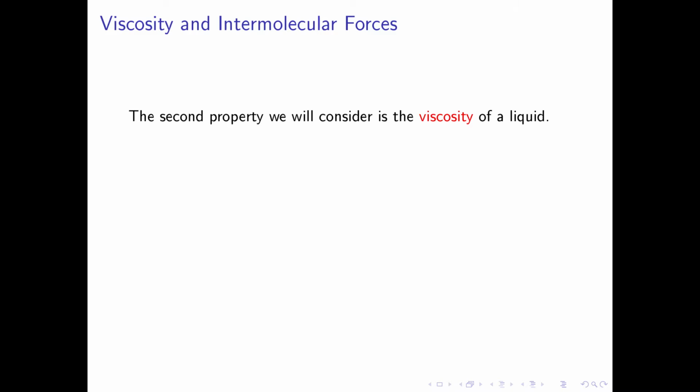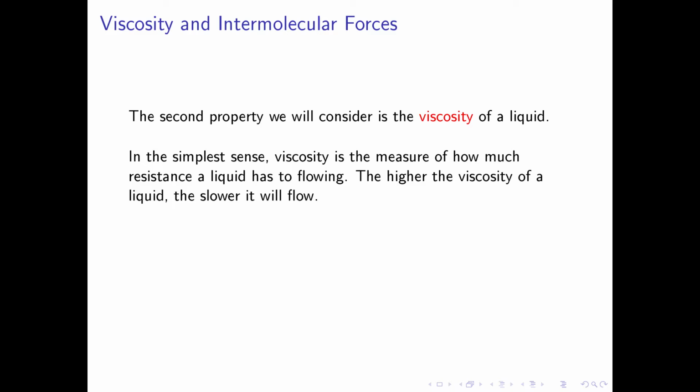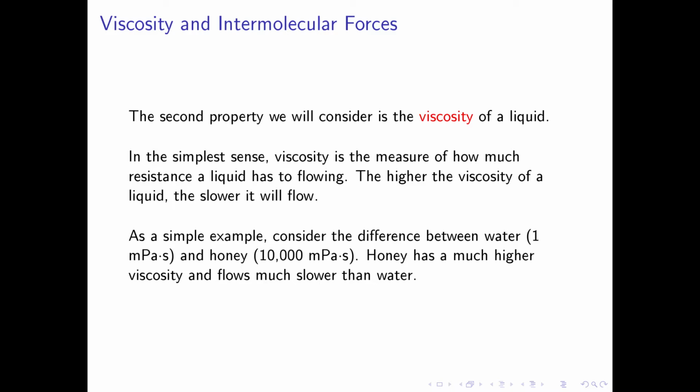The second property we will consider is the viscosity of a liquid. In the simplest sense, viscosity is the measure of how much resistance a liquid has to flowing. The higher the viscosity of a liquid, the slower it will flow. As a simple example, consider the difference between water, which has a viscosity of 1 millipascal second, and honey, which has a viscosity of 10,000 millipascal seconds. Honey has a much higher viscosity and flows much slower than water.